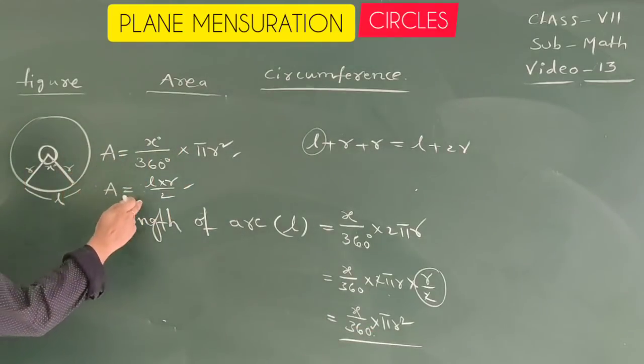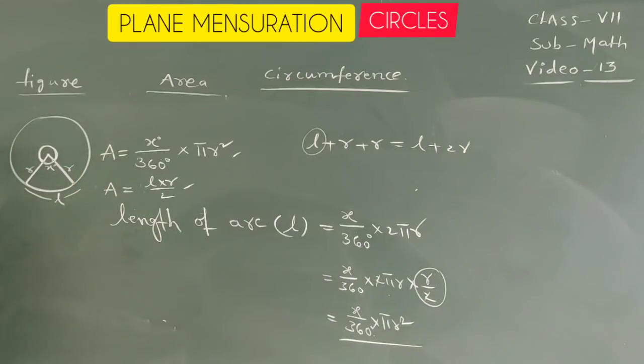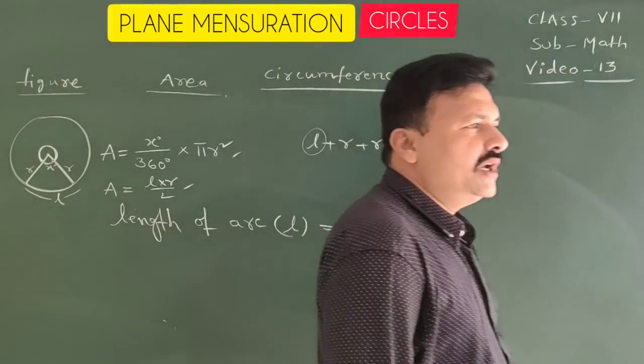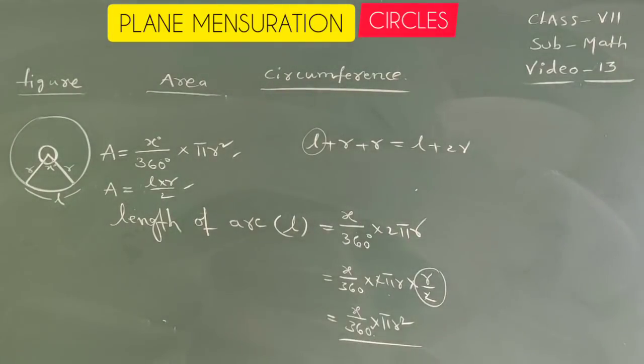That's why in terms of L also we can write the area of sector, that is L r by 2. Now for finding the area of a sector, x by 360 into pi r square, here x is the sectorial angle. And the circumference of a sector is L plus 2r. L is the length of arc plus r plus r. L plus 2r is the circumference.